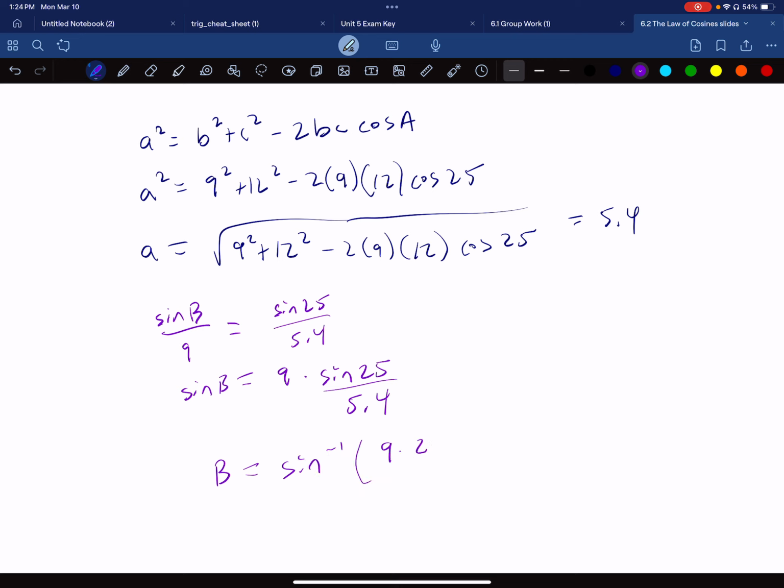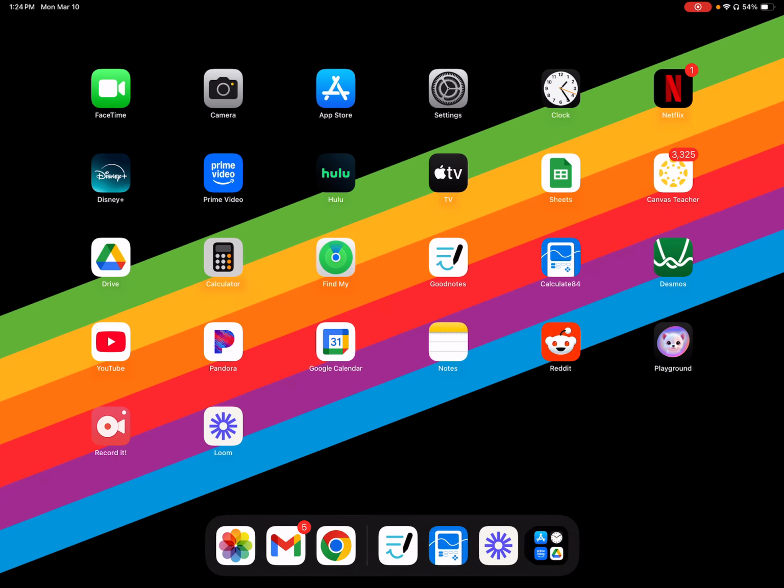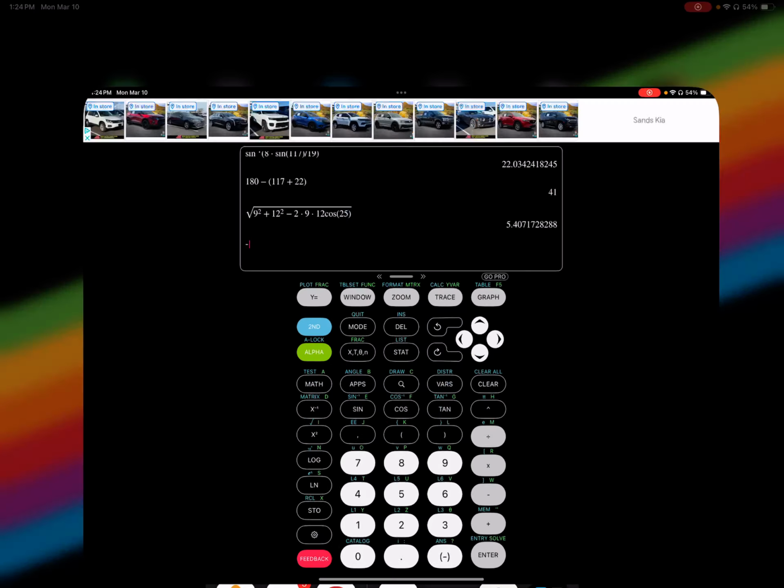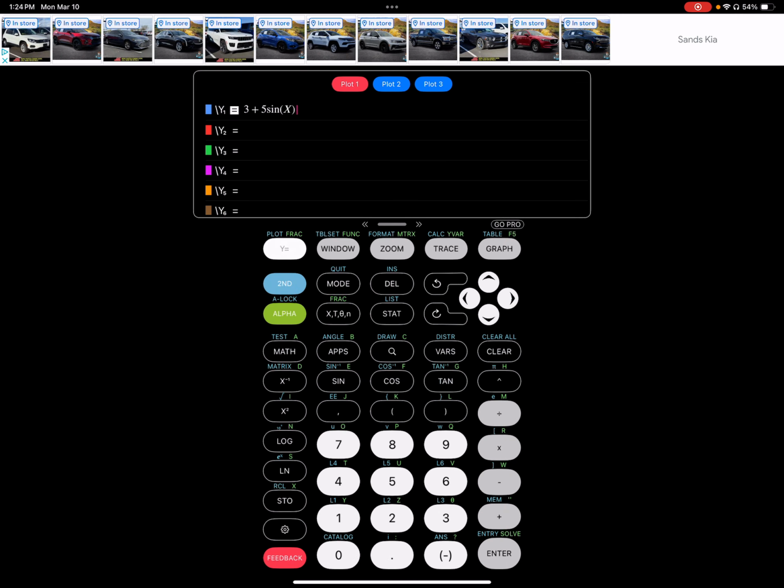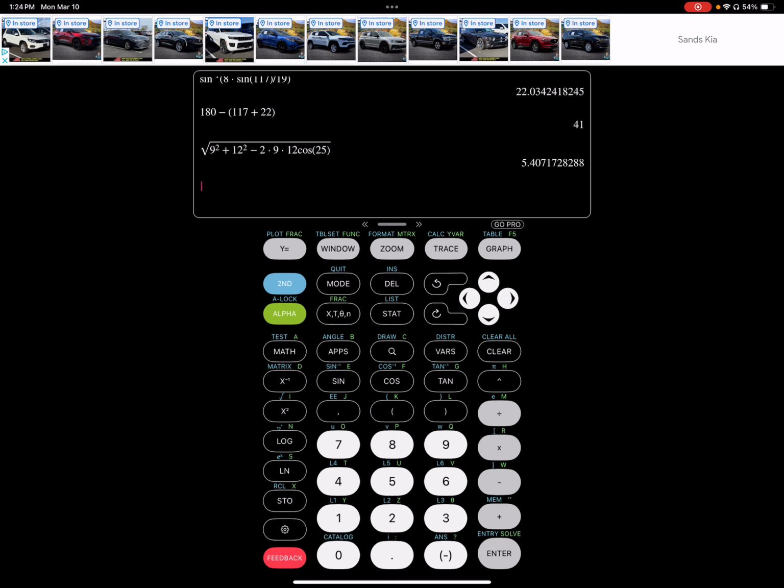9 times sine 25 over 5.4. And then we'll pop that into the calculator. So we got inverse sine. Oh, didn't mean to do that. So inverse sine of 9 times sine 25 divided by 5.4. All right, I'm going to round this to the nearest degree, so 45 degrees.